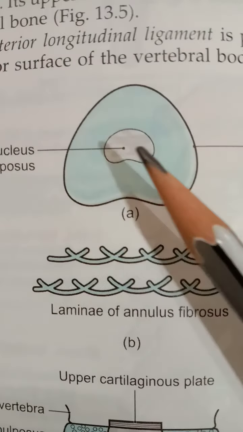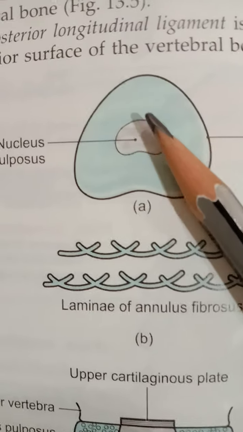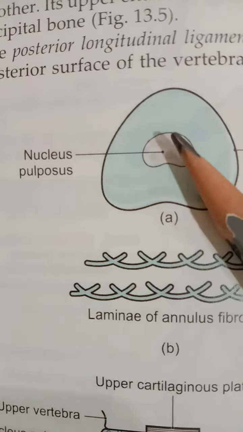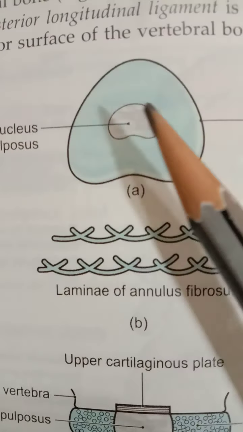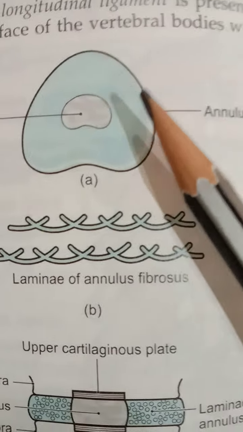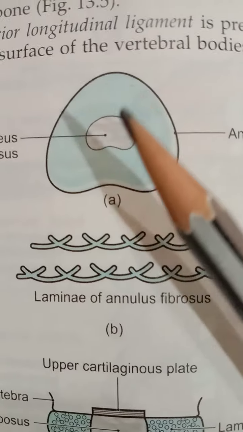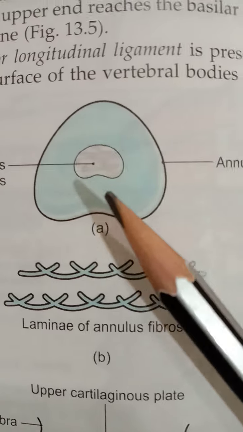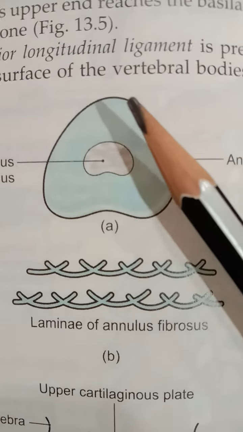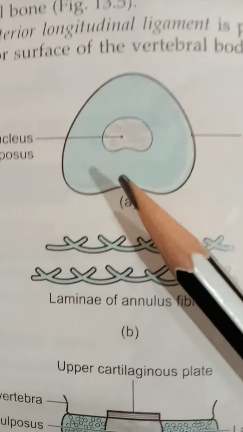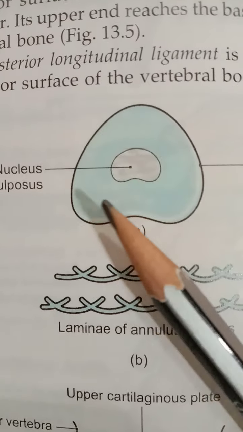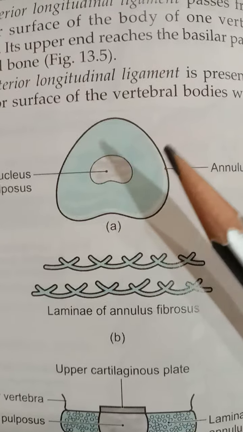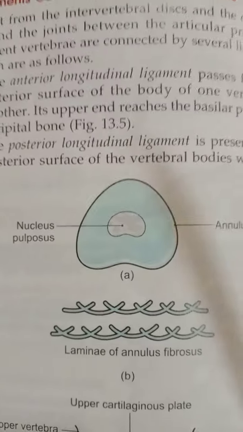So the first part we can see is the nucleus pulposus. The nucleus pulposus is the central part of the disc, and it is soft and gelatinous at birth. It is kept under tension and acts as a hydraulic shock absorber. When age advances, the elasticity of the disc is much reduced.